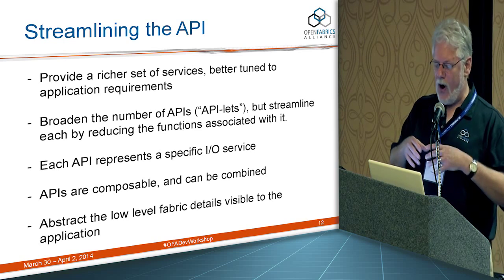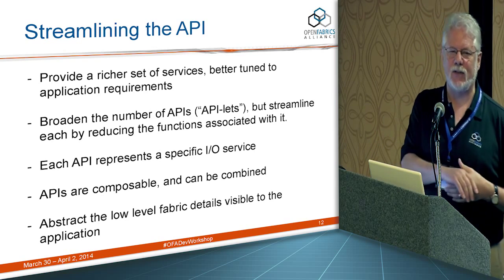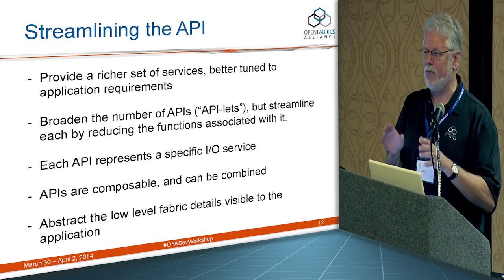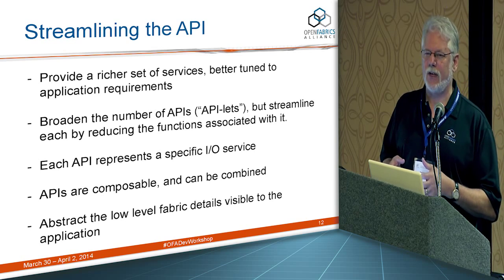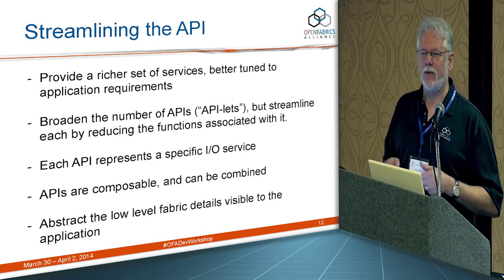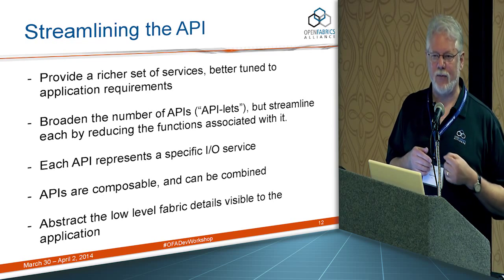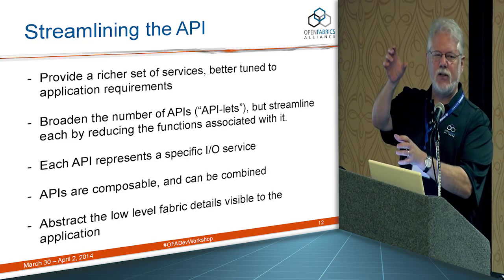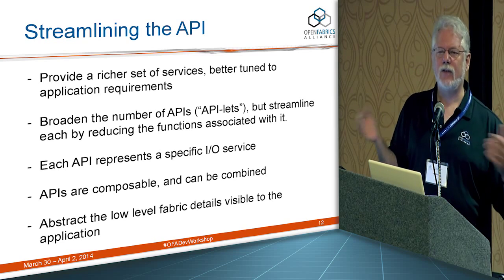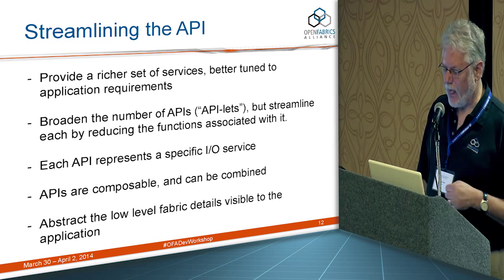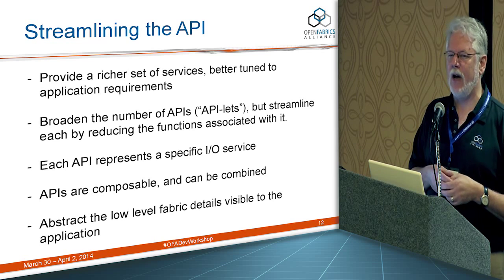And the approach to that is to broaden the number of APIs. So rather than this one single API, this notion of API-lets, as I call them in a diminutive way, although I don't mean it to be that, you streamline each one by reducing the functions associated with it. In other words, if you have a function that you need to perform, provide an API for it in the extreme, in the limit. Obviously we're not going to that limit, but you can sort of see what we're doing here: a relation between an API that gives you access to a specific I/O service, like send or receive. Each API represents a specific I/O service, and there's the expectation that the APIs are composable.